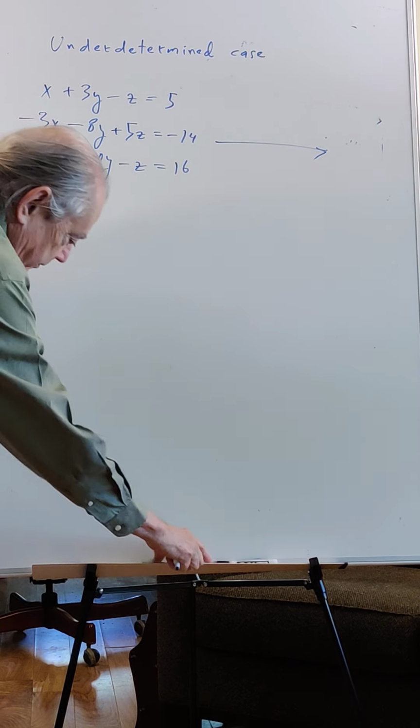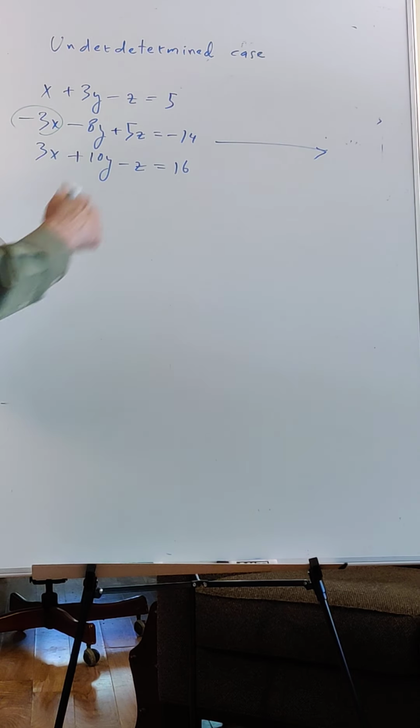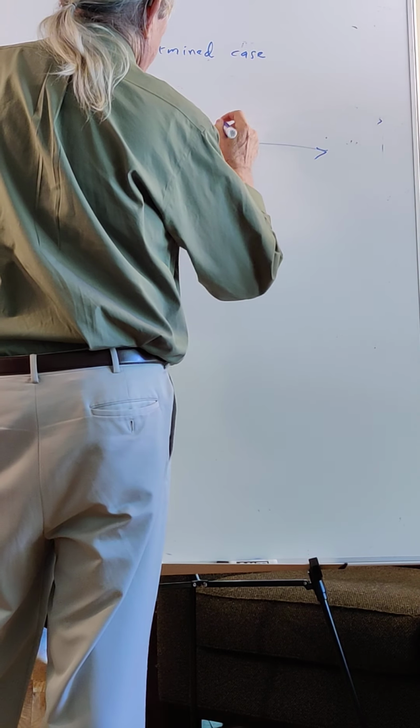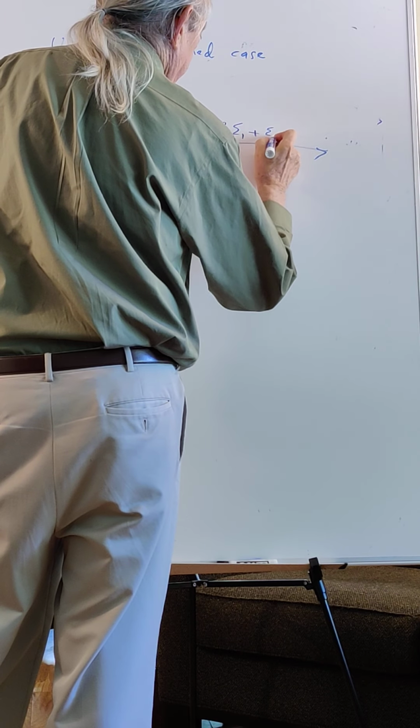So to clear this term, we need to triple and add, right? Triple this equation and add it to this one. So 3E1 plus E2 replaces E2.